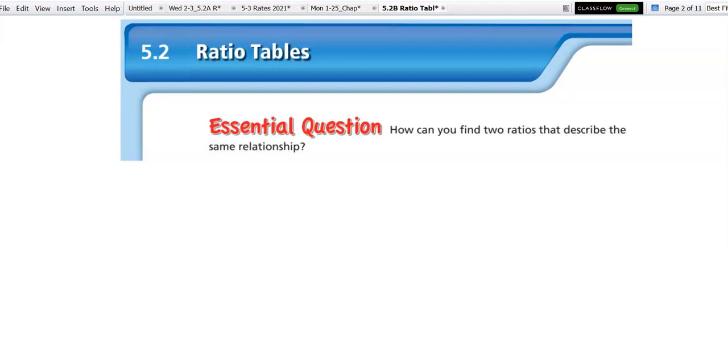Hello, this is another lesson on 5.2 in the Big Ideas Math textbook, and it is the second lesson on ratio tables. And the essential question is the same. How can you find two ratios that describe the same relationship?